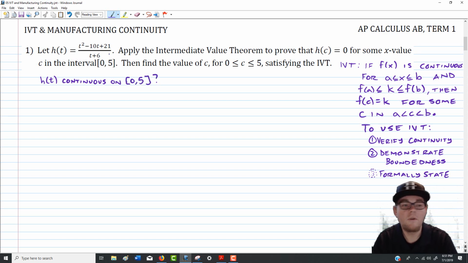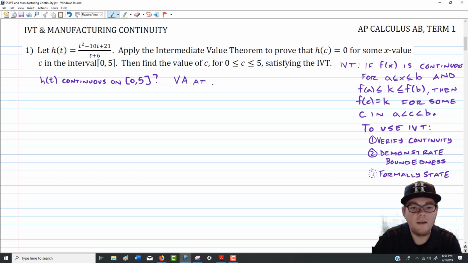So to start that, we focus on issues that might prevent continuity. So looking at our rational expression, I see a polynomial over another polynomial. The only way a rational expression can be discontinuous is if the denominator is equal to 0. Even if there's a hole, the denominator going to 0 still causes the problem. So what I notice is that based on what I see in this function, there is a vertical asymptote for h of x, or h of t, at t equals -6.